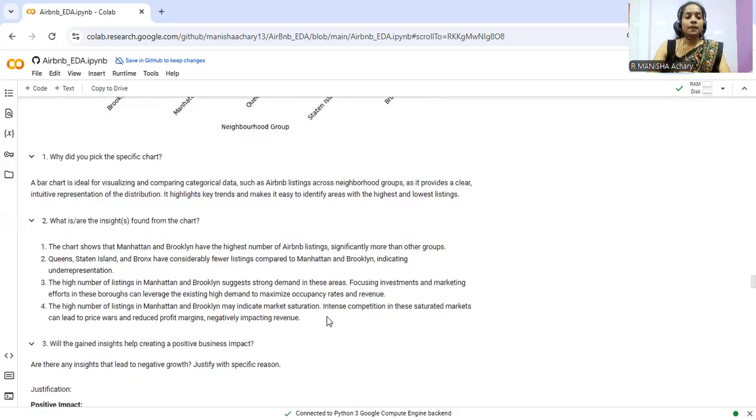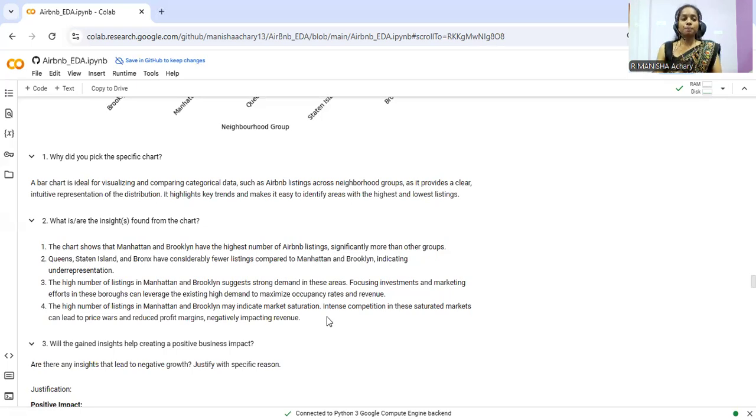So let's discuss properly. This chart shows that Manhattan and Brooklyn have the highest number of Airbnb listings, significantly more than other groups, and the others have fewer listings compared to these two. The high number of listings in Manhattan and Brooklyn suggests strong demand in these areas. So focusing investment and marketing efforts in these boroughs can leverage the existing high demand to maximize occupancy rates and revenue.